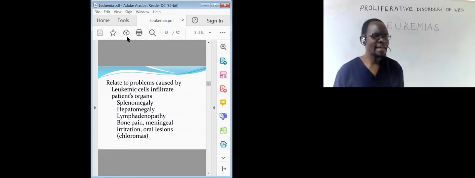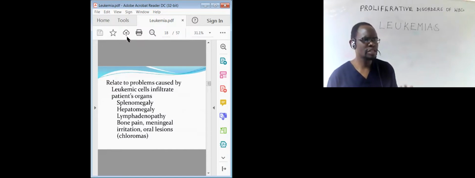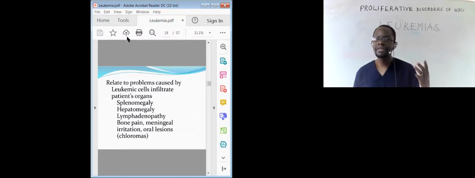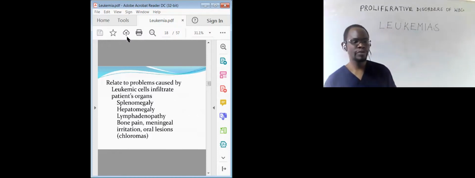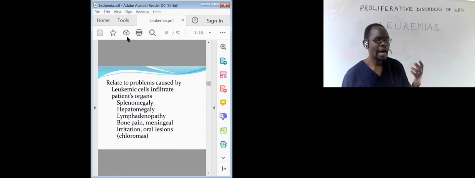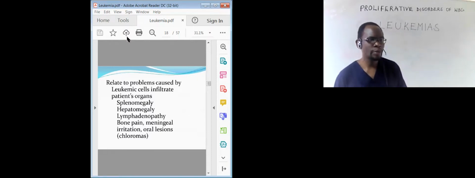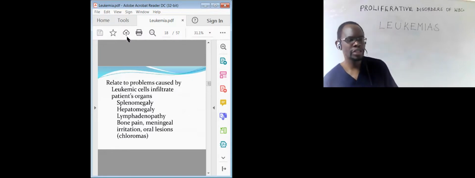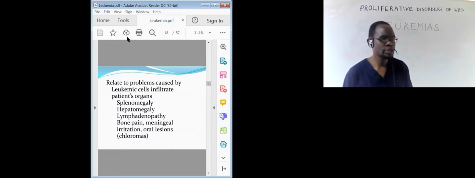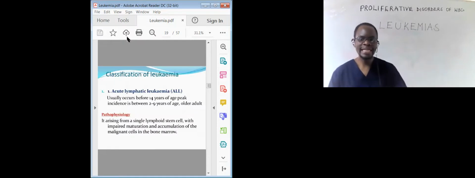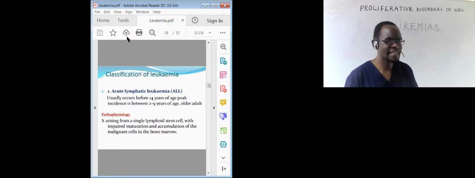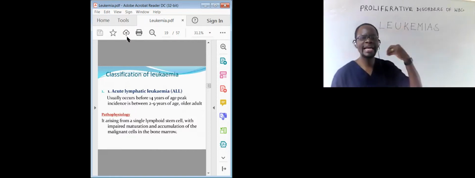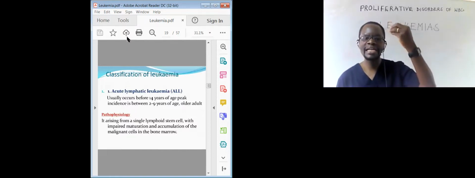All right. What are the related problems caused by leukemia? Cells infiltrate patients' organs, and they can also end up having splenomegaly, hepatomegaly, lymphadenopathy, bone pain, meningeal irritation, and even oral lesions. Now, let's look at the classification of leukemia. I already had a glimpse on this.